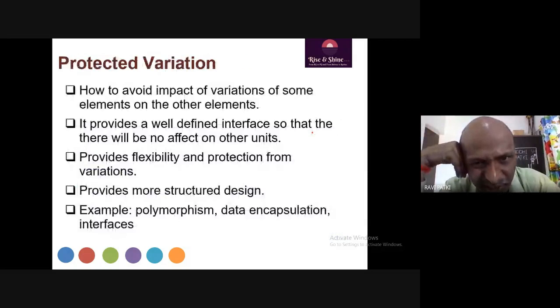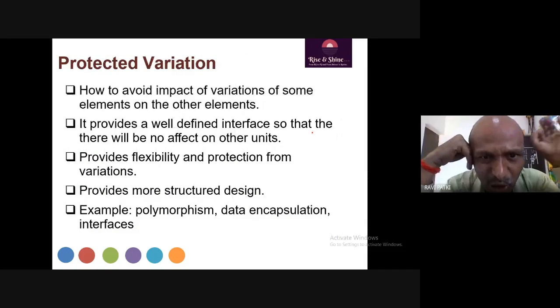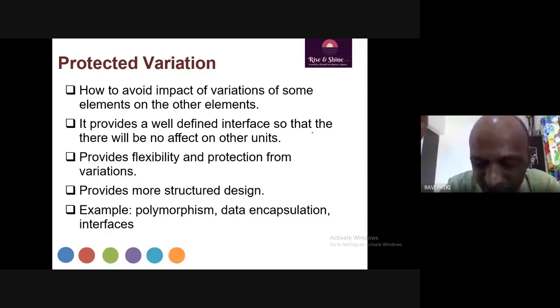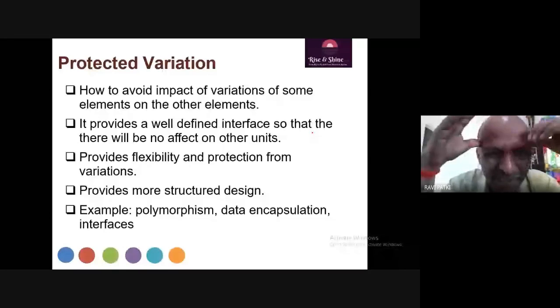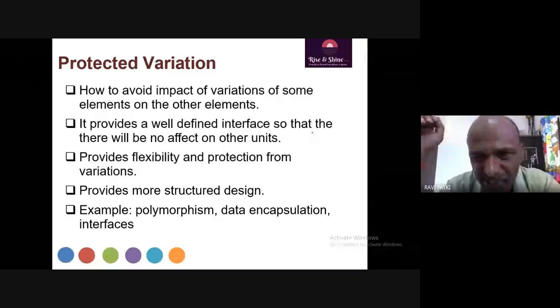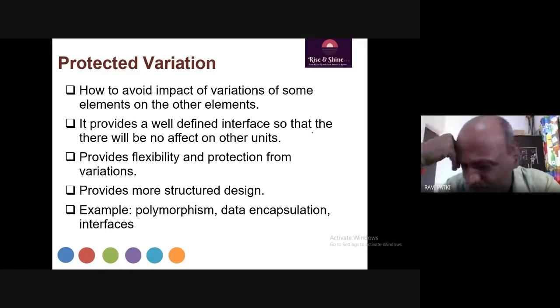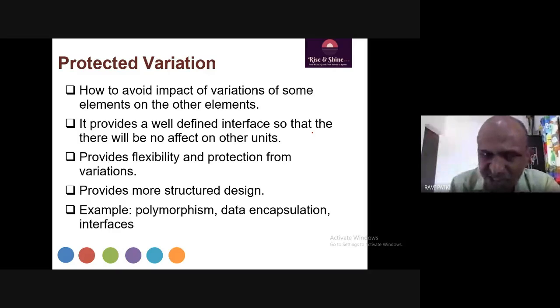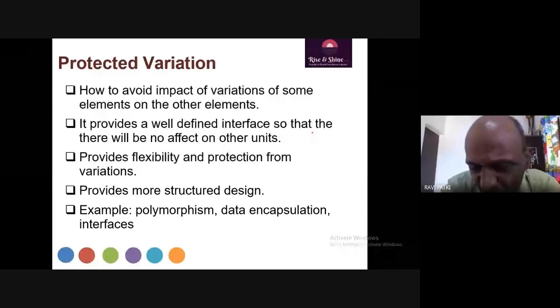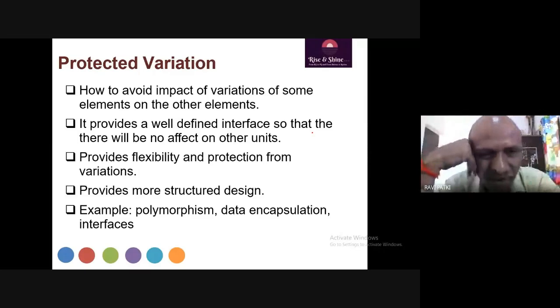Next is protected variation, another principle. How do we avoid the impact of variation of some element on another element? Again, you can see it is low coupling. Protected variation means low coupling. It provides a well-defined interface so that there will be no effect on other units. Protected variation we can achieve through indirection also. Provide interfaces means design some unit that provides flexibility and protection from variations.